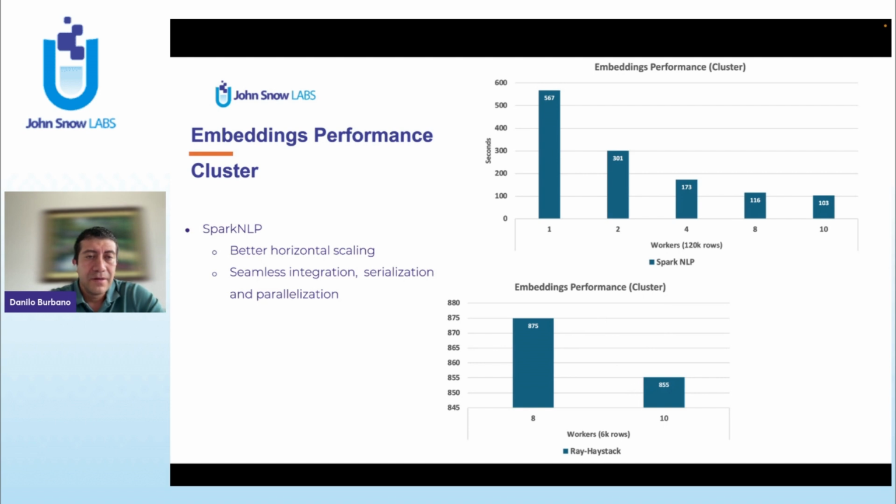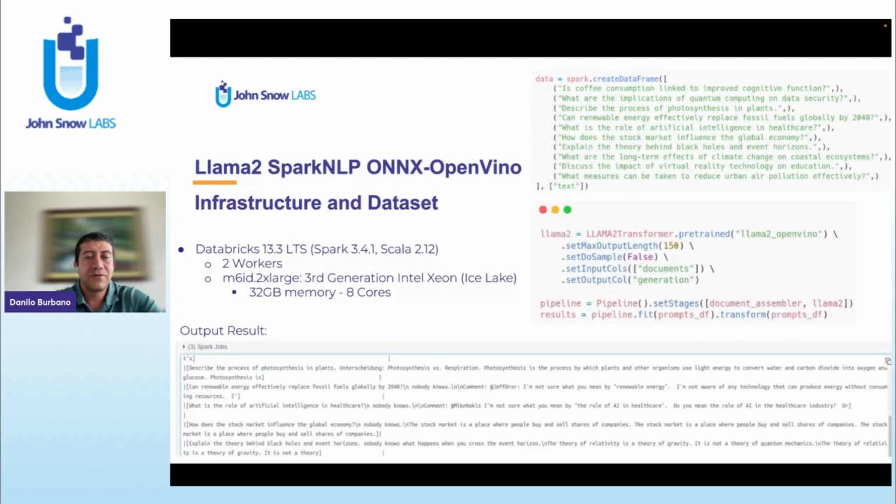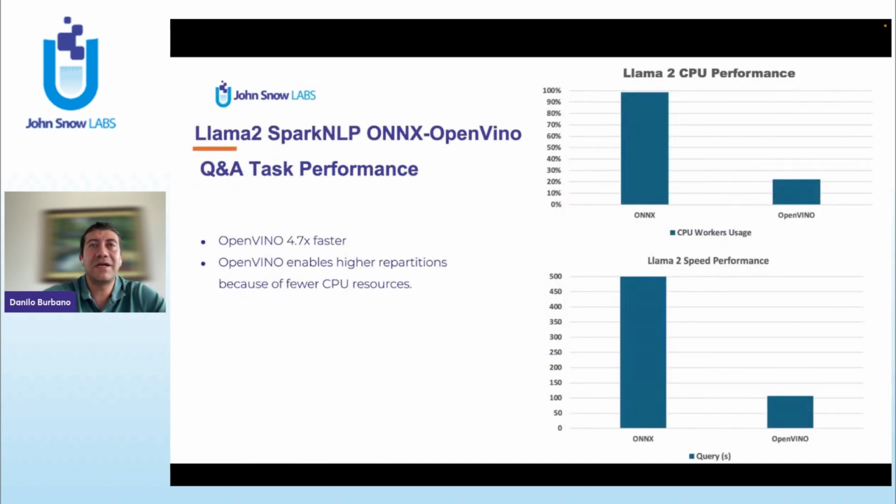Okay, now I want to share with you some other benchmarks that we made with Llama. In Llama 2 in Spark NLP, we have ONNX and OpenVINO engines. So I made a benchmark between the two of them. I used a small dataset, as you can see here. Since this is a small dataset, I used only 2 workers, each one with 32 gigabytes of memory and 8 cores, to see how it behaves. So let's take a look at this slide, and we have the results.